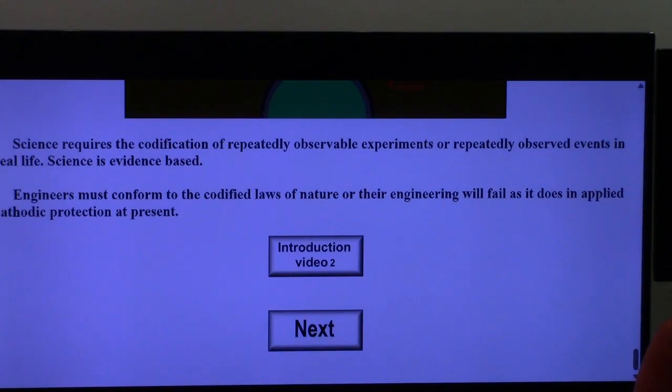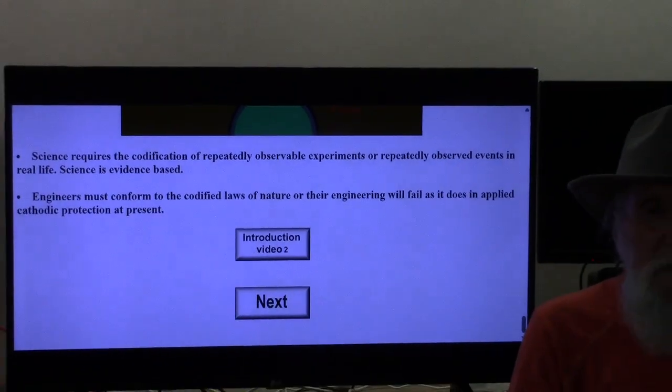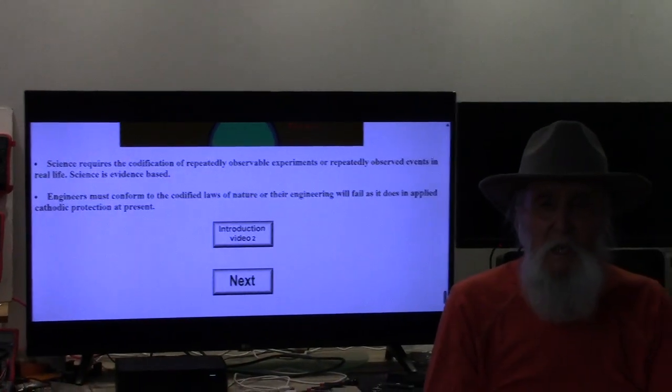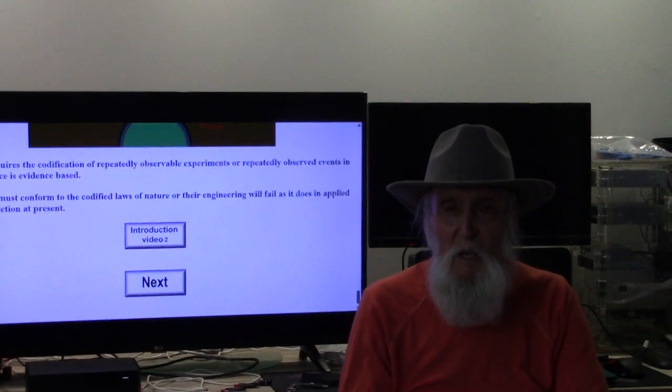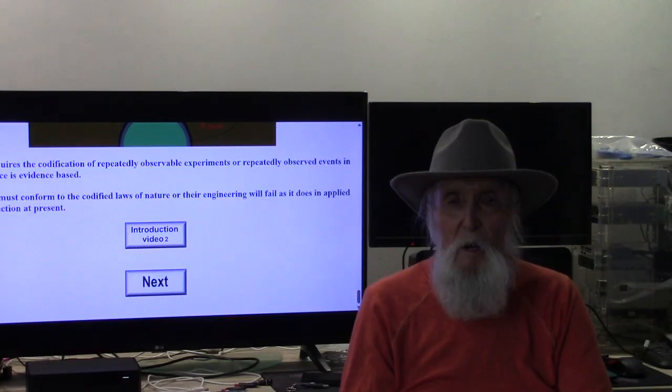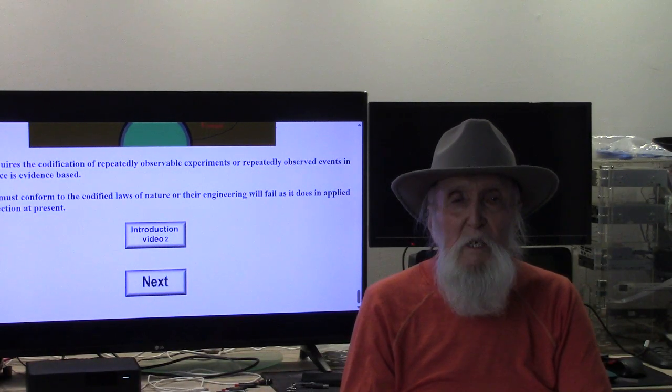Science requires the codification of repeatedly observable experiments or repeatedly observed events in real life. Science is evidence-based. Engineers must conform to the codified laws of nature or their engineering will fail, as it does in applied cathodic protection at present.